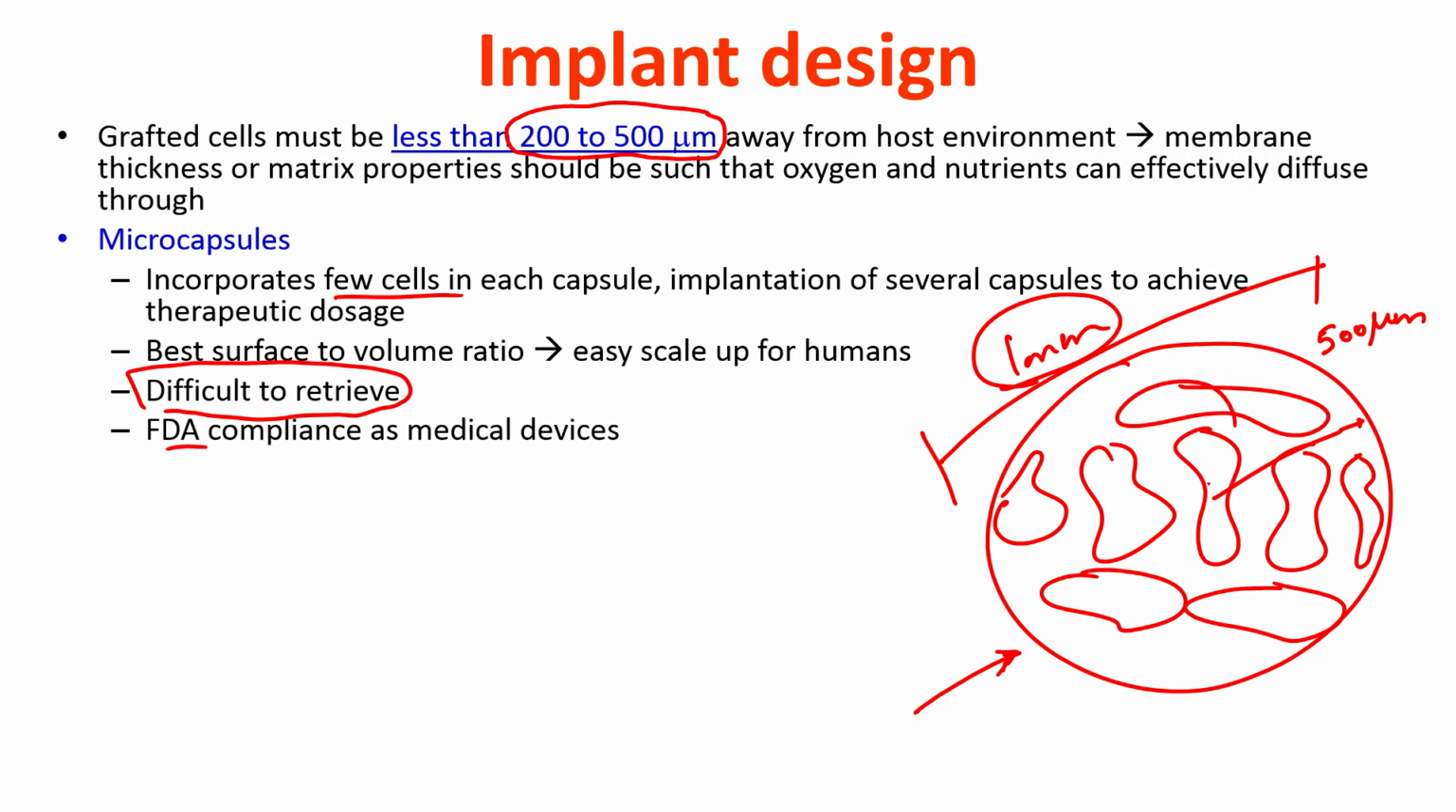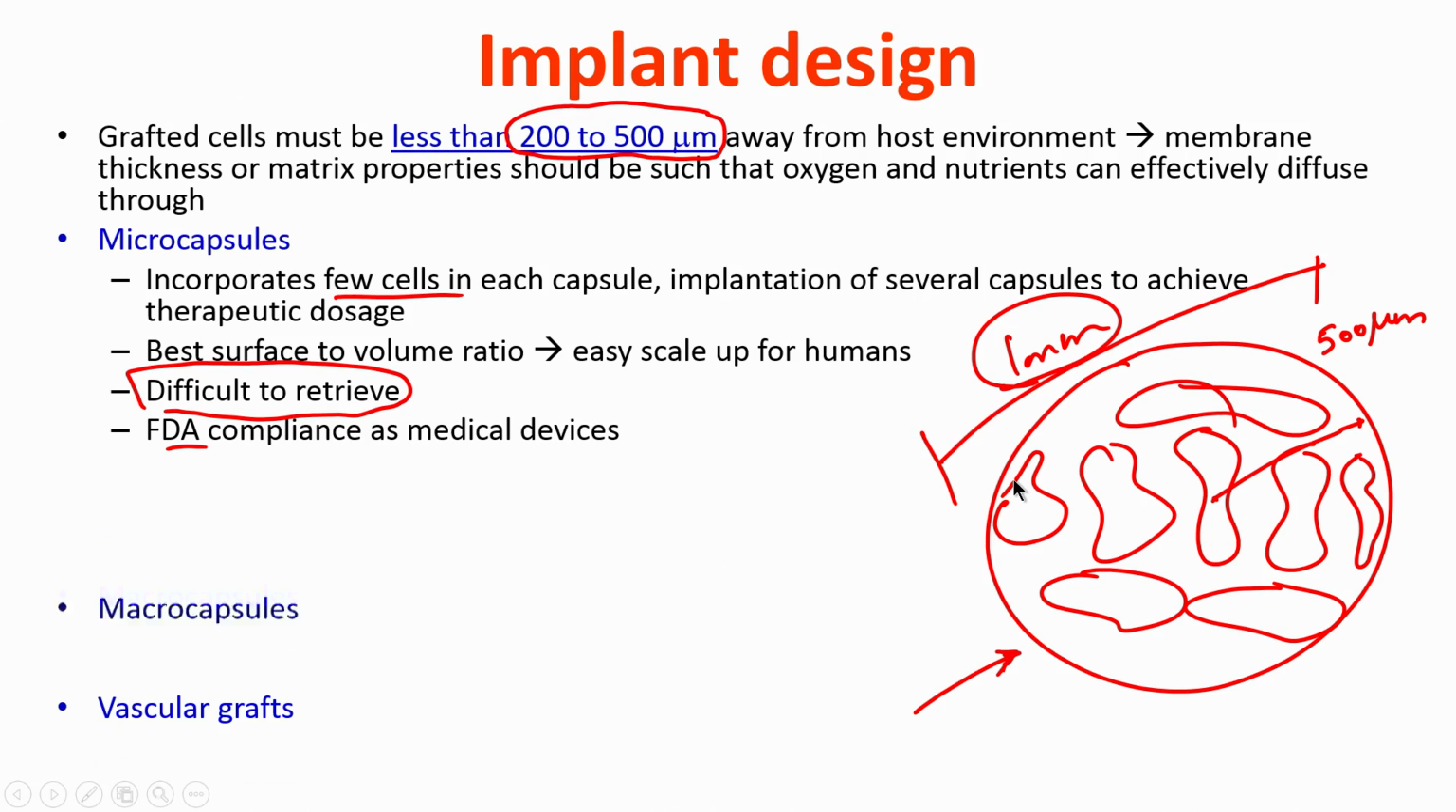What if these cells now started producing something else that is causing toxicity to the body, or what if they are producing too much of your insulin or too much of something else, some other function that you wanted these cells to perform, and that could also cause toxicity. So, you want them to be fairly retrievable, which is a problem with such design. Nonetheless, this is still very widely used.